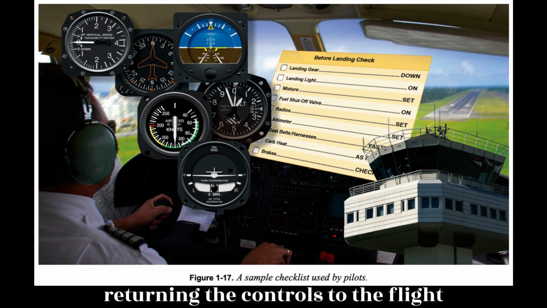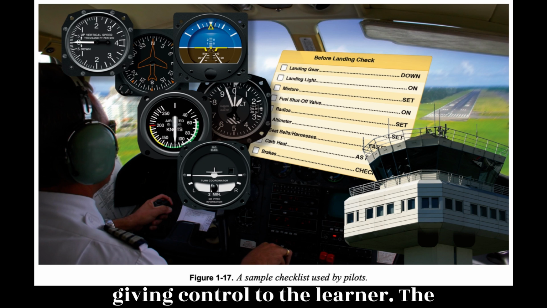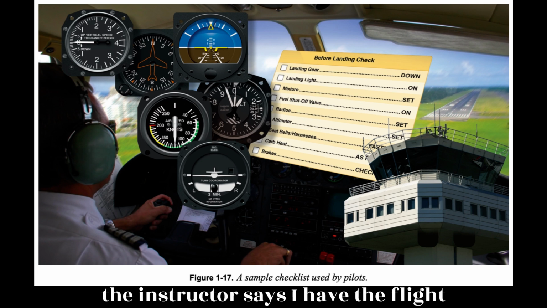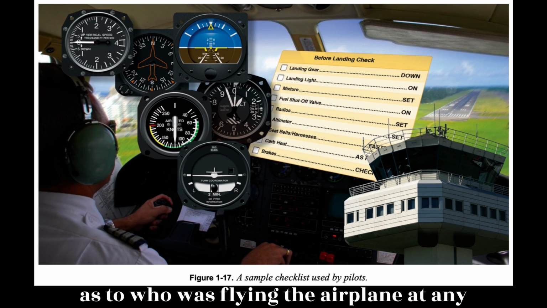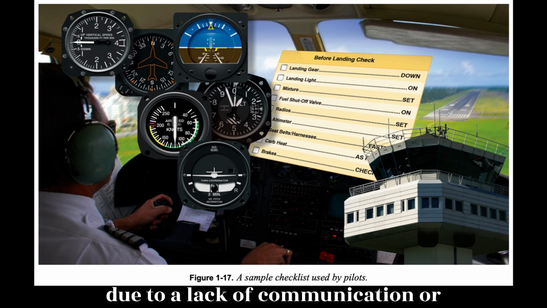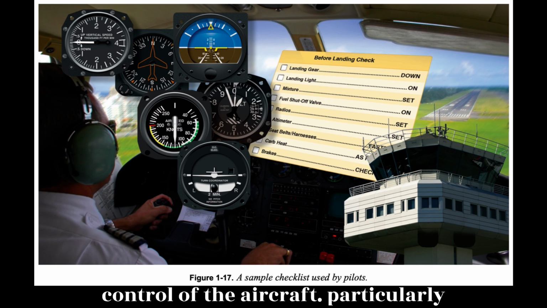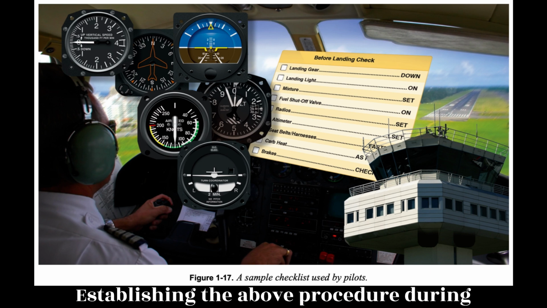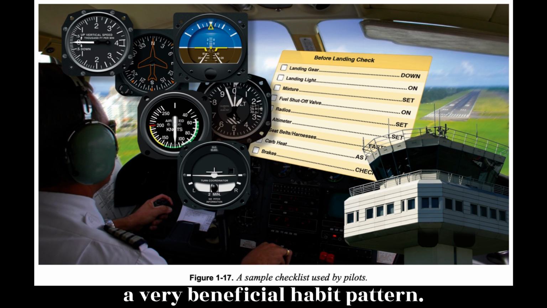When returning the controls to the flight instructor, the learner should follow the same procedure the instructor used when giving control to the learner. The learner should stay on the controls until the instructor says, "I have the flight controls." There should never be any doubt as to who is flying the airplane at any time. Numerous accidents have occurred due to a lack of communication or misunderstanding as to who actually had control of the aircraft, particularly between learners and flight instructors. Establishing the above procedure during initial training ensures the formation of a very beneficial habit pattern.